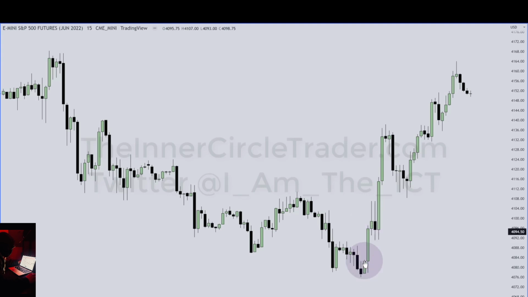So we had created a fair value gap here on the 15-minute time frame. So right away, that is your area to watch and see if price supports.